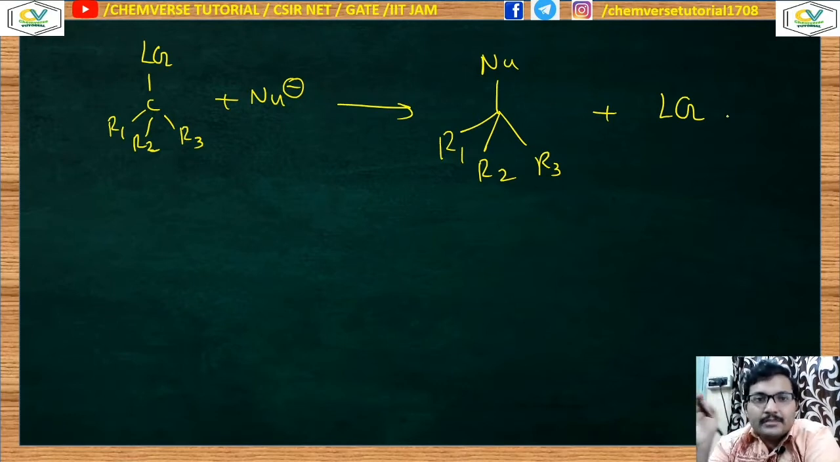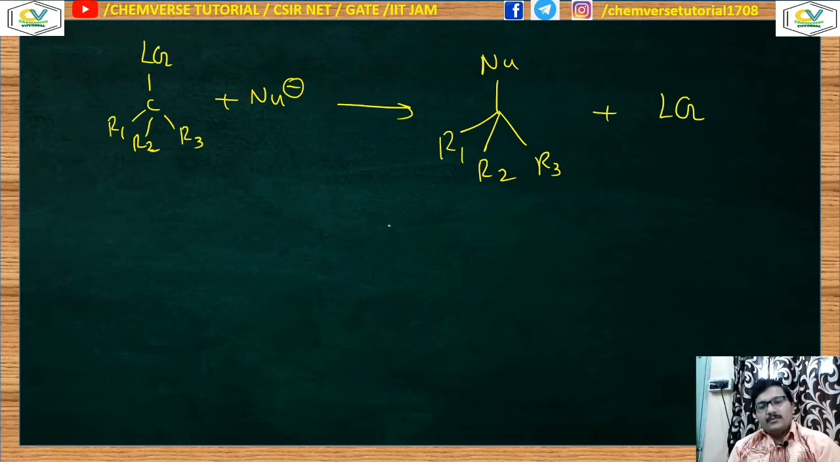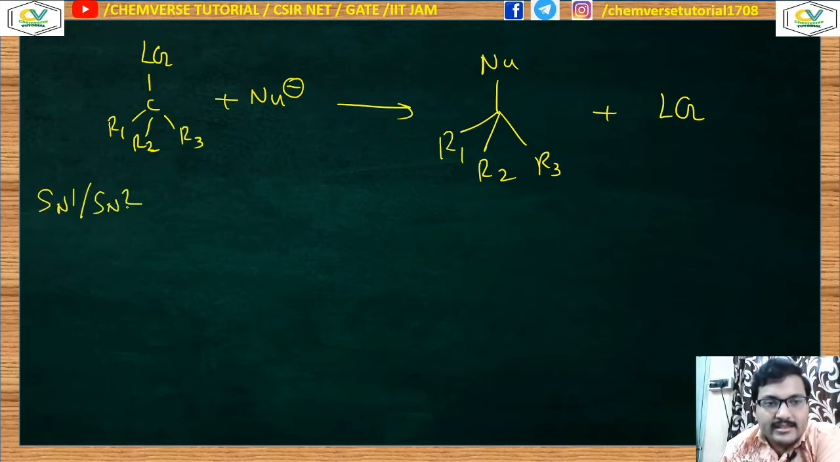It looks pretty simple, but it will be something complex if I start to discuss the reaction mechanisms. So there are two major mechanisms that it can follow, although there are some other types, but there are two major mechanisms. One is SN1 and another is SN2. So how does it look? There are two possibilities for this substrate.